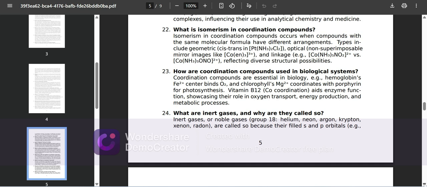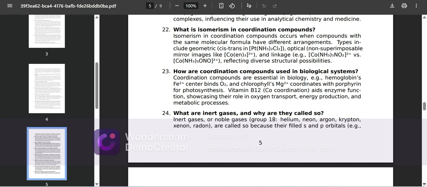What is isomerism in coordination compounds? Isomerism in coordination compounds occurs when compounds with the same molecular formula have different arrangements. Types include geometric, cis-trans in [Pt(NH3)2Cl2], optical, non-superimposable mirror images like [Co(en)3]3+, and linkage, for example [Co(NH3)5NO2]2+ versus [Co(NH3)5ONO]2+, reflecting diverse spectral possibilities.